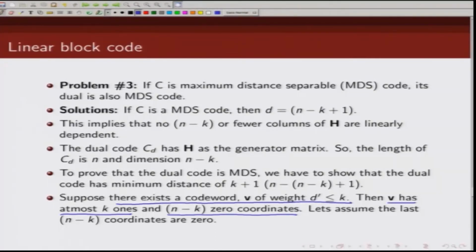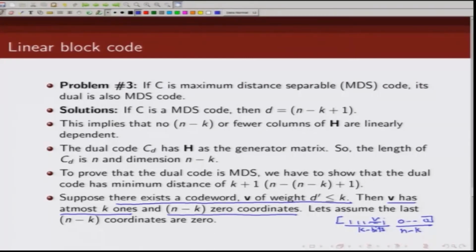Without loss of generality, let us assume that those bits which are 0 are towards the end. So, let us say this is our code word v. The first k bits have 1s and the remaining bits have zeros.